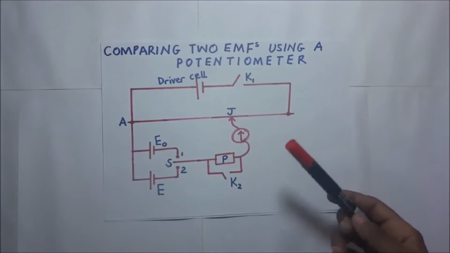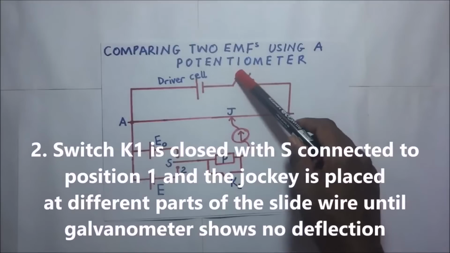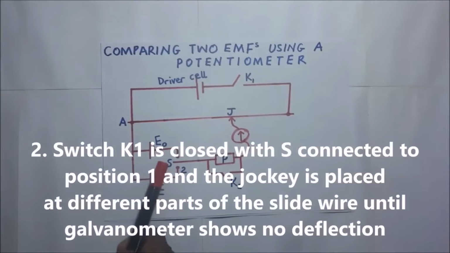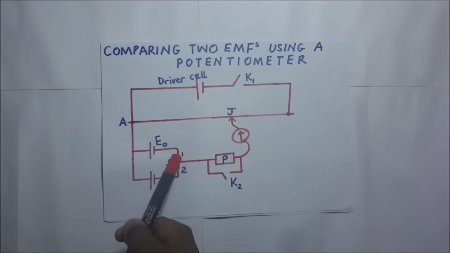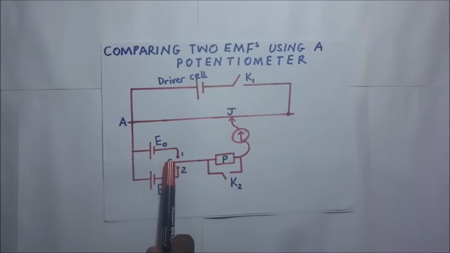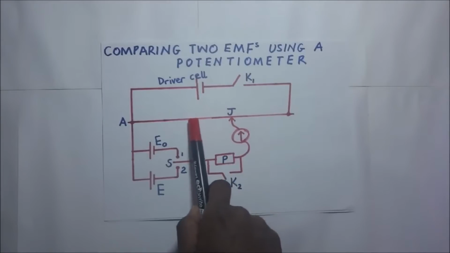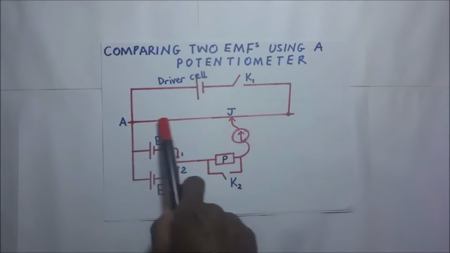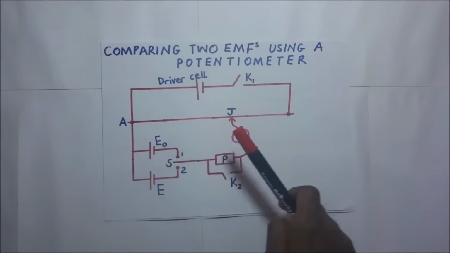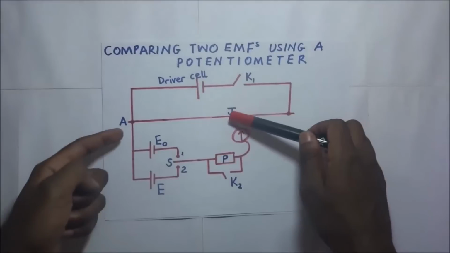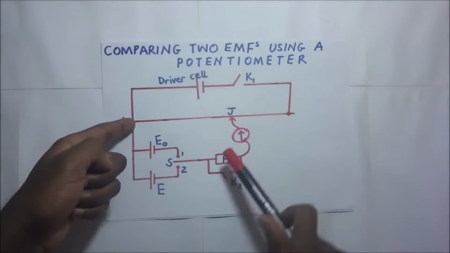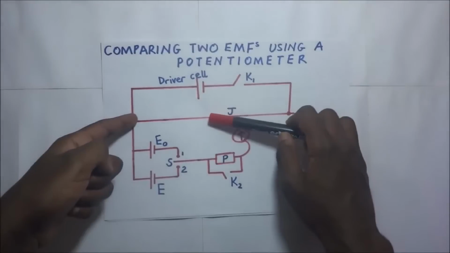So to begin with our experiment, first of all, we are going to close our switch K1, and we put this switch S to position 1. After putting switch S to position 1 and closing switch K1, we slide our jockey, or we tap it along this wire, until we obtain an approximate balance point. We call it an approximate balance point because this protective resistor is now in the circuit.